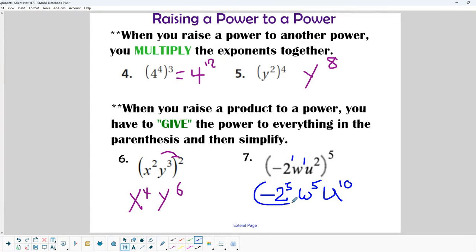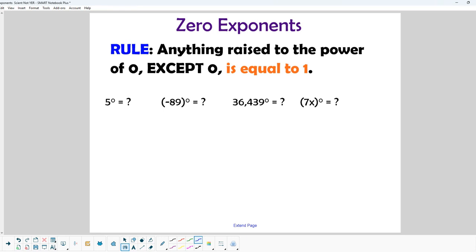So what would negative 2 to the 5th be? Well, you have an odd number of negatives, and then you'd have 2 times 2 is 4. 2 times 4 is 8. 2 times 8 is 16. 2 times 16 is 32. So this would be negative 32 w to the 5th, u to the 10th. So depending on what form they want their answer in, that's what you'd end up with.